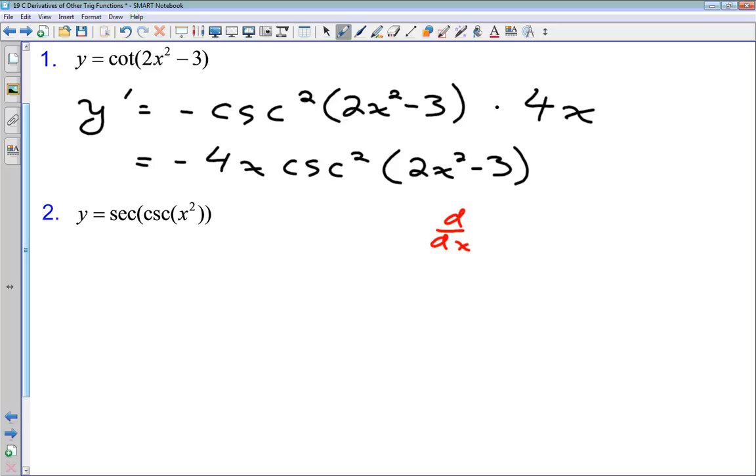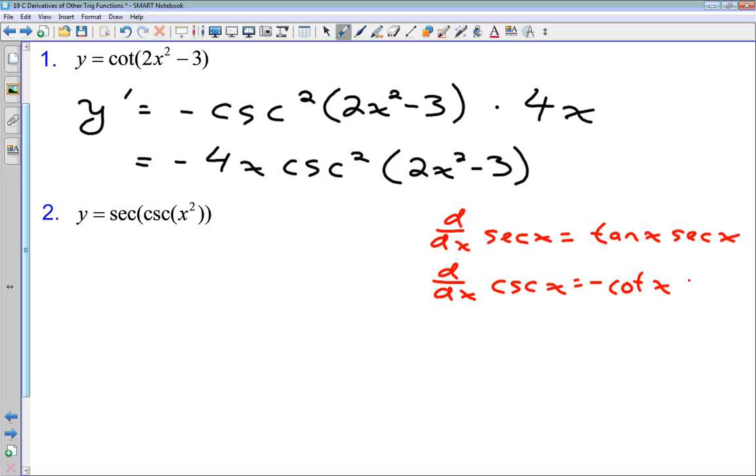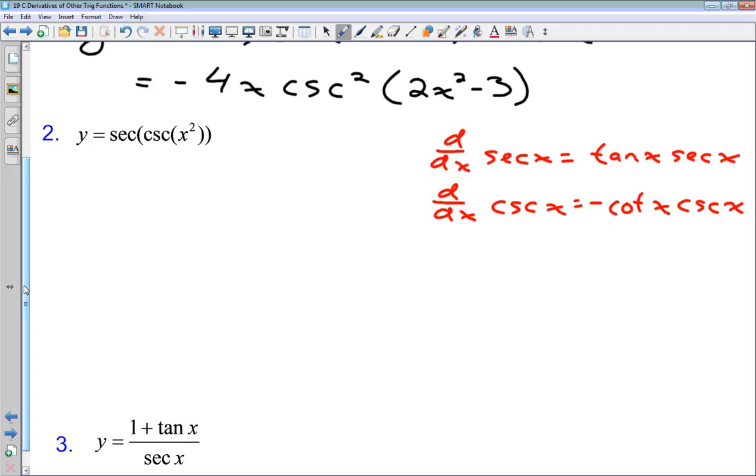Well, the derivative of secant x is going to be tan x secant x. And the derivative of cosecant is going to be negative cotangent x cosecant x. So what is our outermost function here? Our outermost function is the secant. So that's the derivative that we're going to do first. Derivative of secant is tan x secant x.